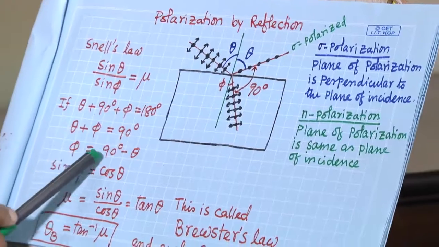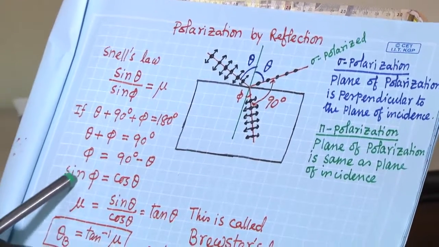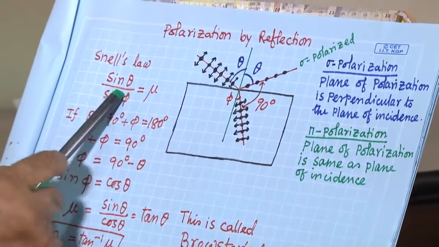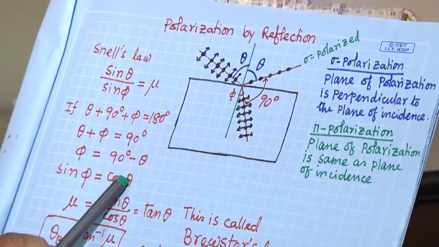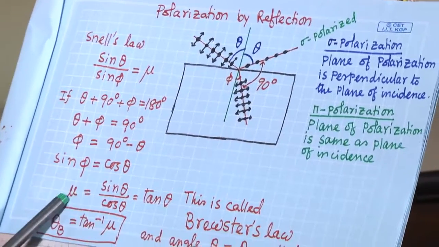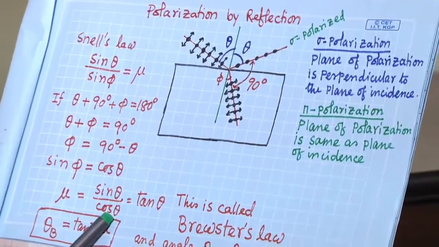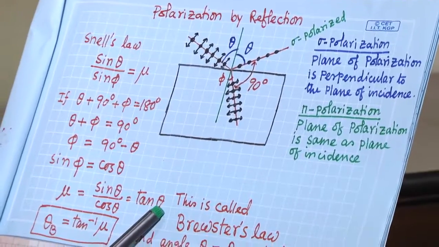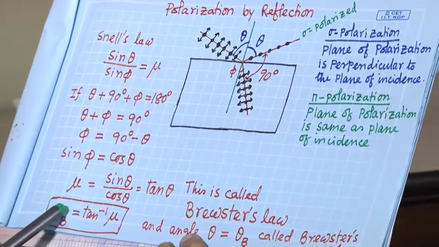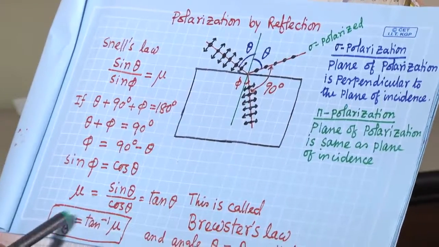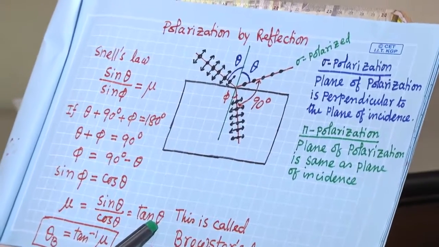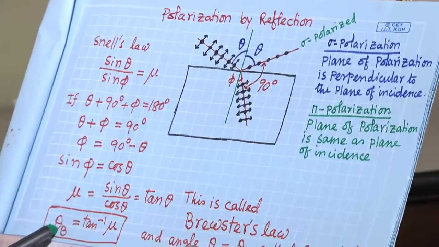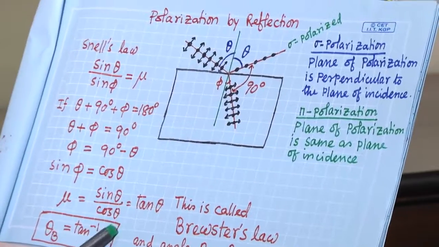So, phi equal to 90 degrees minus theta. So, sin phi equal to cos theta, right. So, here sin phi we can replace with cos theta. So, mu equal to sin theta by cos theta, equal to tan theta. So this angle theta, we call this Brewster's angle. So, this angle theta b equals tan inverse mu, okay.